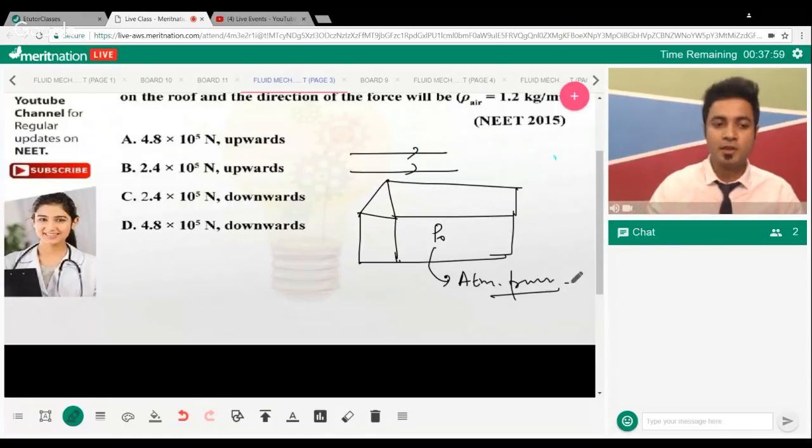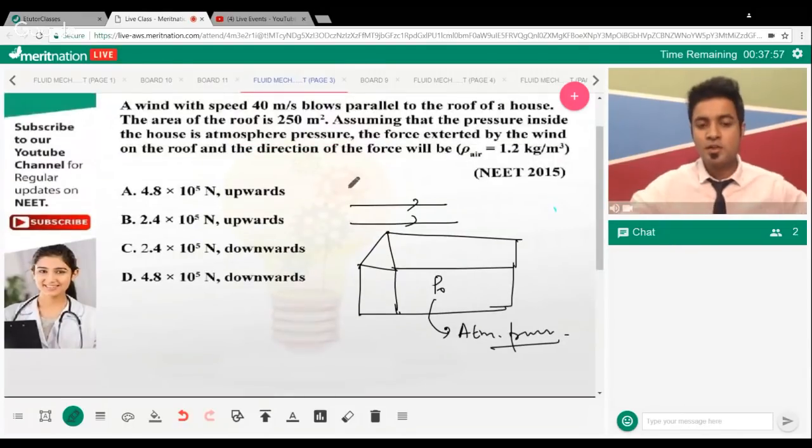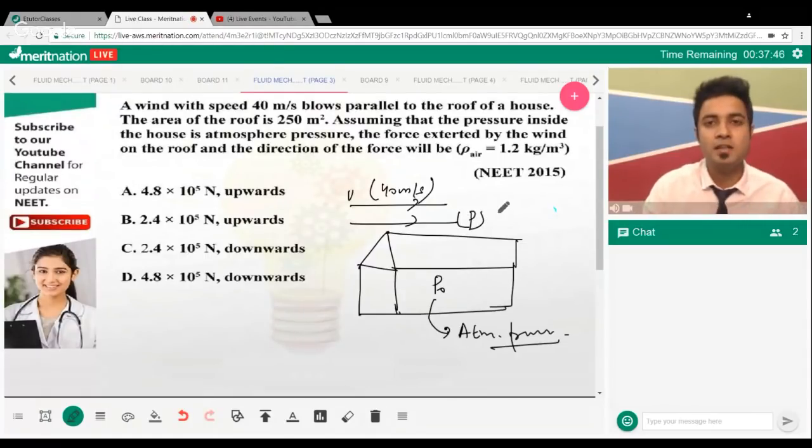in the question. So as the wind is blowing here with a speed of 40 meter per second, we do have a different pressure here, because pressure is directly or inversely, means we don't know the relation actually. According to the Bernoulli, they are actually inversely proportional to each other. So pressure must be different here at the top. So this pressure consists of the atmospheric as well as because of the wind blowing.